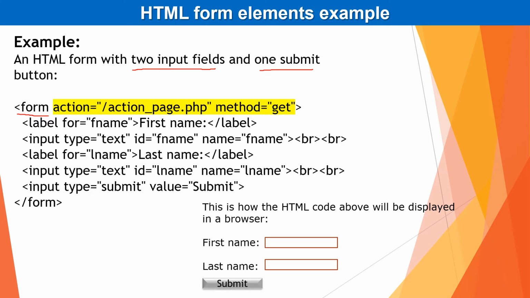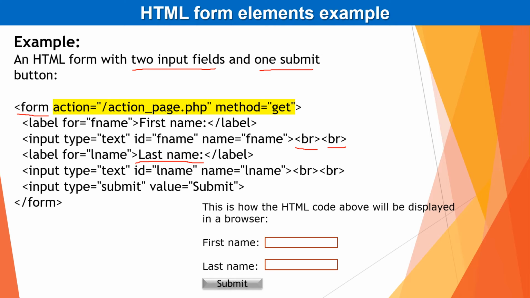At the last, two singular tags are given, that is br. Very important: br is a singular tag which breaks the line. There are two line breaks, and later, in the next line, another label, label for lname, is the last name. The last name is provided on the screen. So that is only a label.